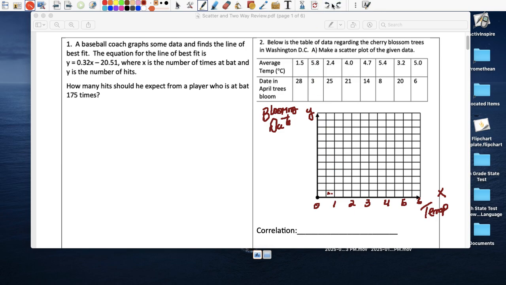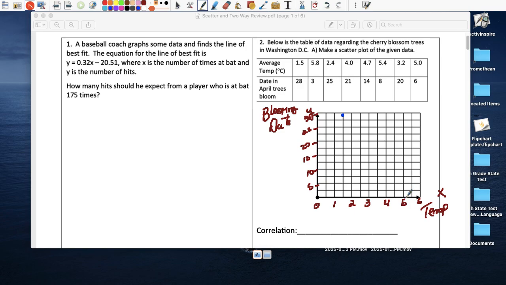And then up and down, what do we need? We need up to 28. So maybe we can do every 2 is 5, 10, 15, 20, 25 and then 30. Good, perfect. So let's start with the first one. We said when the temperature is 1.5, the blooming time is 28. So 1.5 is right here. So we're going to go about here, 28, right here.